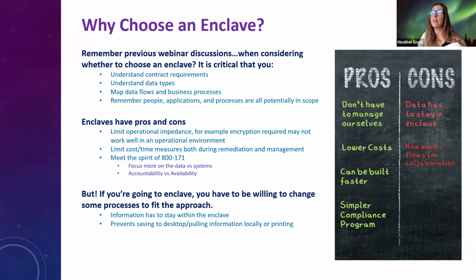Another strategy might be to go back and ask the government, if you get some type of data and it's not marked, what the appropriate marking is for that. But you have to have an understanding of the data types, and you have to have made that decision when you're deciding whether an enclave is the right choice for you or whether you want to proceed with some sort of segmentation.